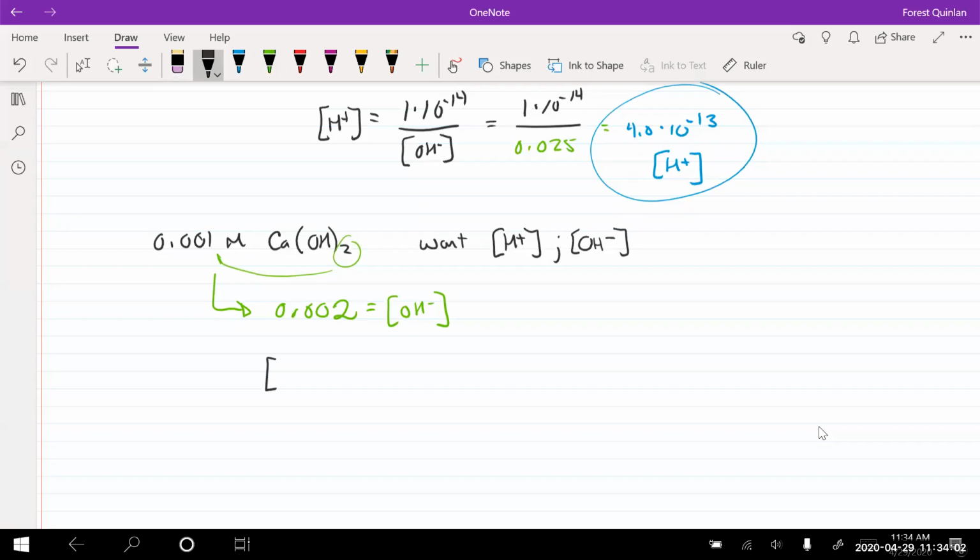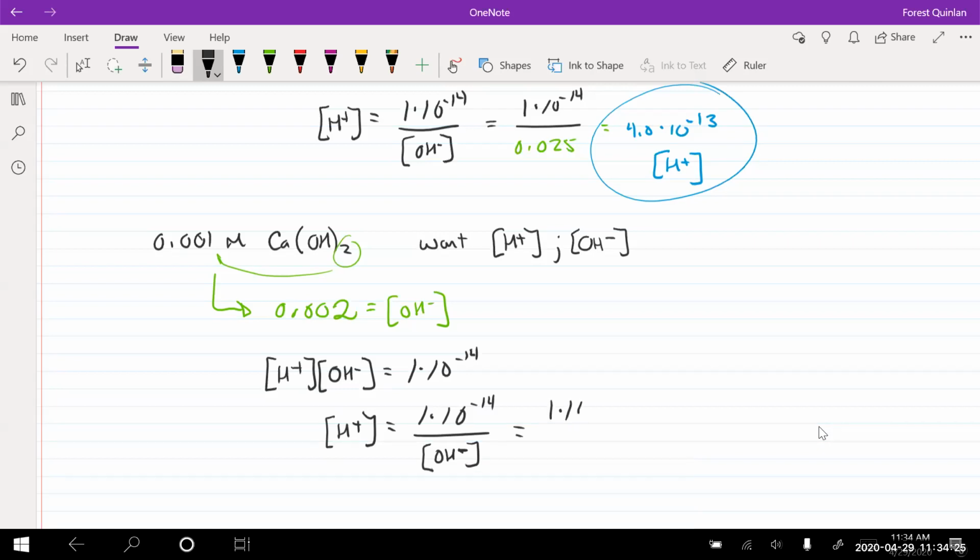So now, once again, very boringly, concentration of H plus times the concentration of OH minus is equal to 1 times 10 to the minus 14. So our concentration of H plus is equal to 1 times 10 to the minus 14 divided by the concentration of OH minus, which is 1 times 10 to the minus 14 divided by 0.002, which will give me 5 times 10 to the minus 12 as my concentration of H plus.